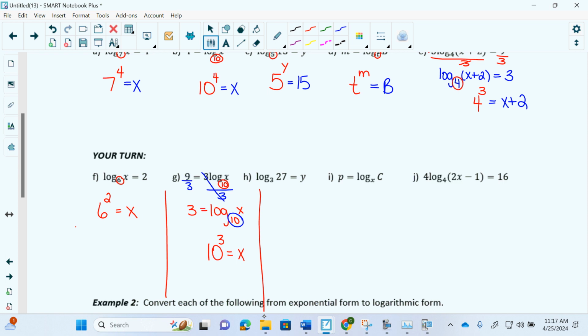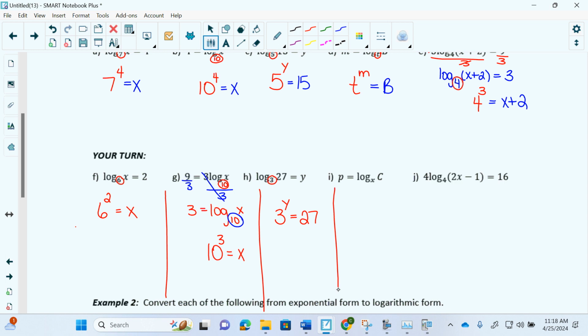H, what's its base? 3. So that has to be immediately the base of my exponent. Now, it can only be the base of an exponent if it has an exponent, correct? That's why I immediately go to an exponent after. Because it can't be a base if it's just a number sitting there. So it's the base of my exponent. What's going to go with it as an exponent? Y. And then it equals what's left over, which is 27.